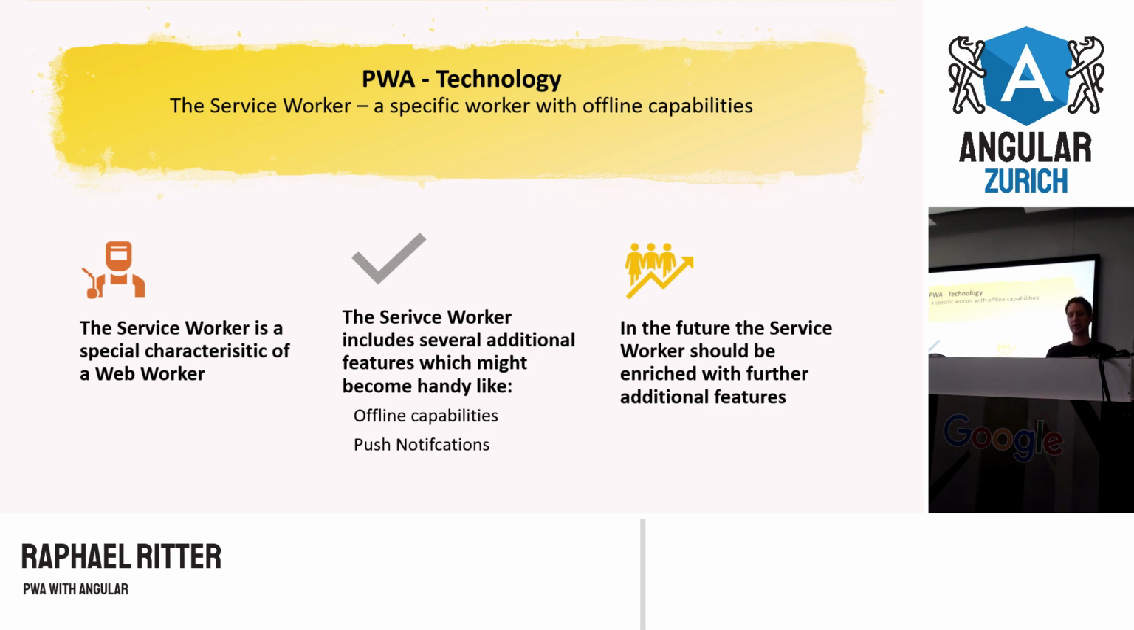It has capabilities like offline, so you can have an offline-ready application with the service worker. How this works, we will have a look at in a later slide. And it's also possible to use push notifications with the service worker. So somehow there's a push channel in place we can use. And as mentioned, they're working really hard to enrich the service worker with additional functionality, and it's changing from time to time.